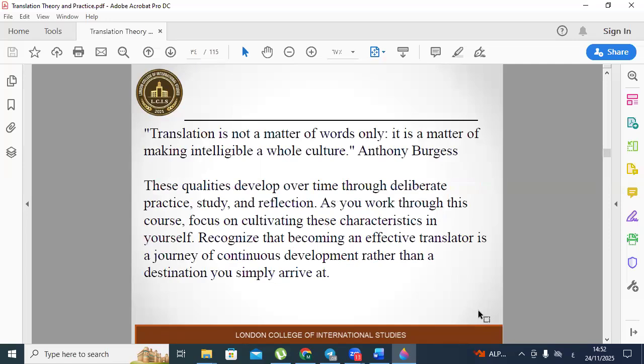Translation is not a matter of words only, it's a matter of making intelligible a whole culture. Anthony Burgess. These qualities develop over time through deliberate practice, study, and reflection. As you work through this course, focus on cultivating these characteristics in yourself. Recognize that becoming an effective translator is a journey of continuous development rather than a destination you simply arrive at.